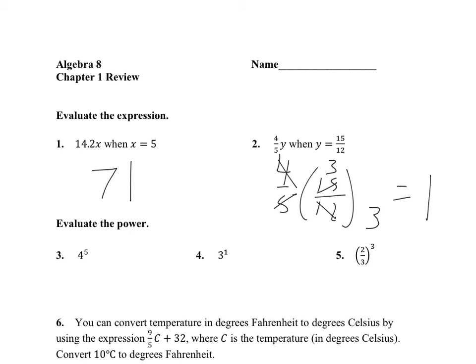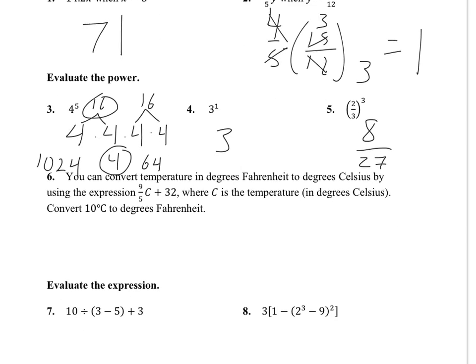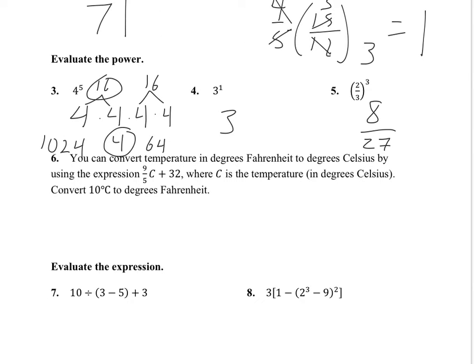If we go over here, 4 to the 5th power, well, let's think, that's 4 times 4 times 4 times 4 times 4. Well, 4 times 4 is 16. That's also 16. 16 times 4 is 64. And then if I go 16 times 64, I should get 1,024. 3 to the first, well, that's just 3. And 2/3 to the 3rd power would be 8 over 27, since both numbers are being raised to the 3rd power.